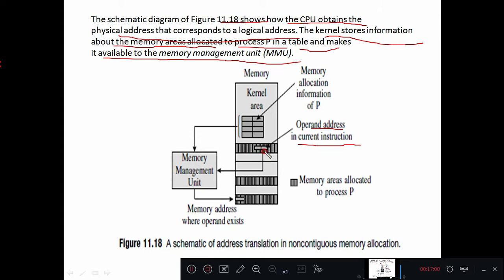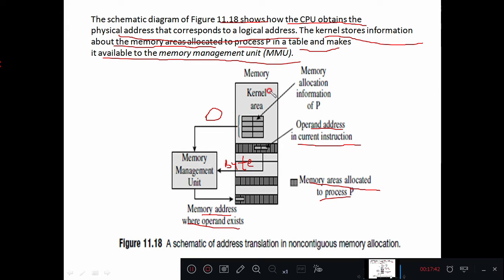That will be taken by the memory management unit, and later it will calculate with these two data. From this you will get the starting address of that particular segment of a process, and here you will get the byte number. This is the byte number, and the first address is the starting address of that particular section, right? Both will be added by the memory management unit, and it will give you the result, which is the physical address of that particular operand, right? So here this shaded portion is the memory areas allocated to the process.